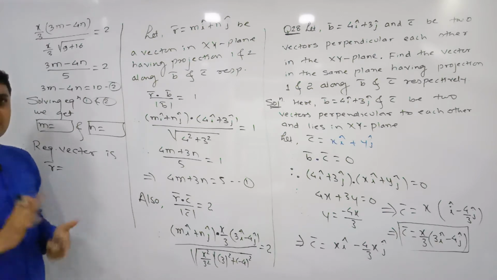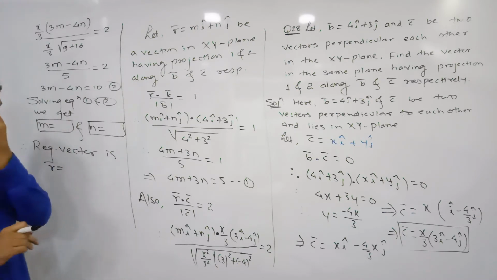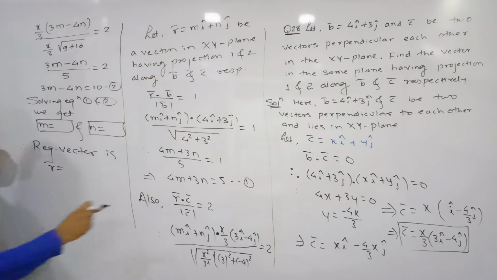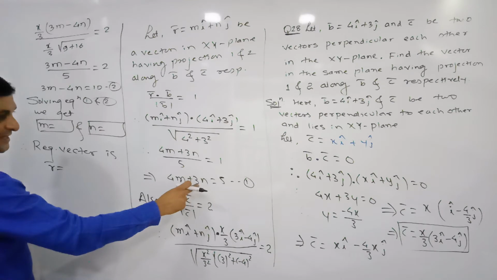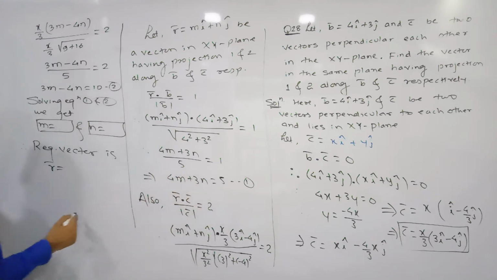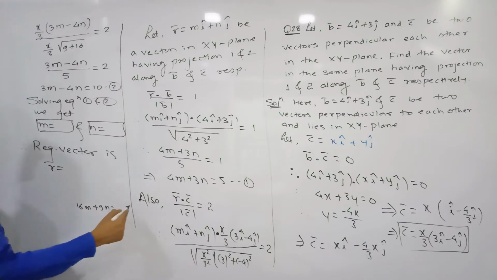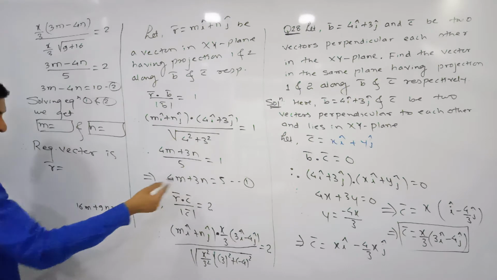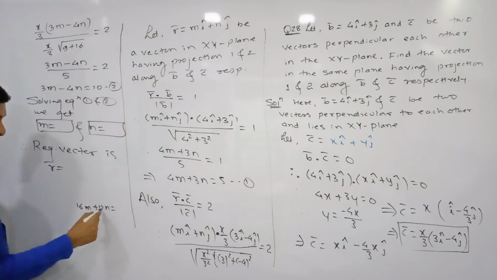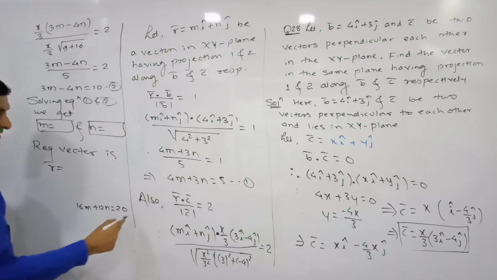Means we are able to cancel the terms of n and we will get the value of m. Here the LCM is 12. So to get 12 here, we have to multiply by 4. So multiply by 4, what will we get? 16m plus 9n is equal to, since I am multiplying by 4, here we will get 12, and on that side, 4 fives are 20.